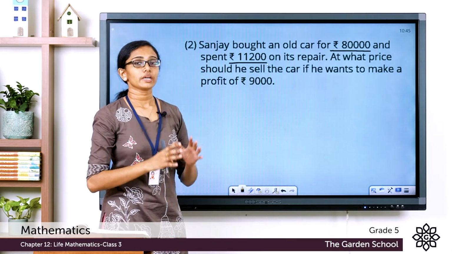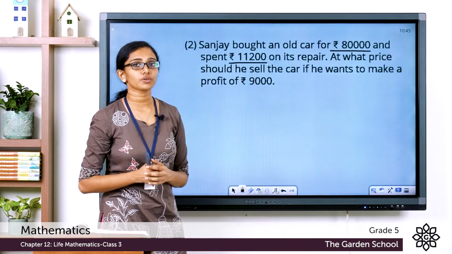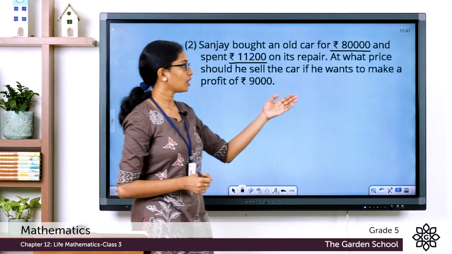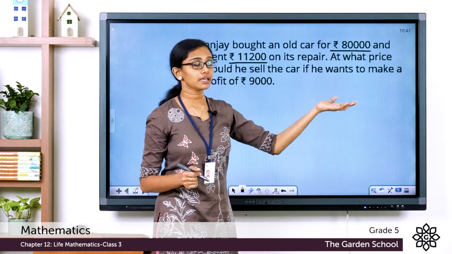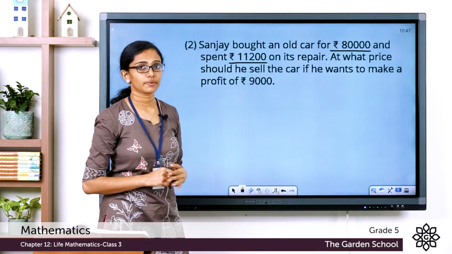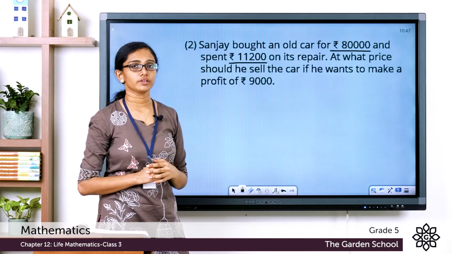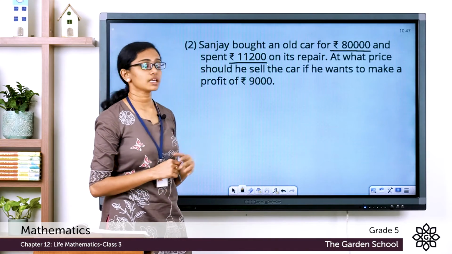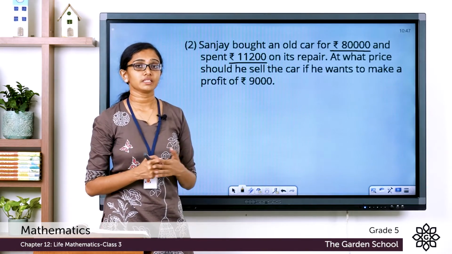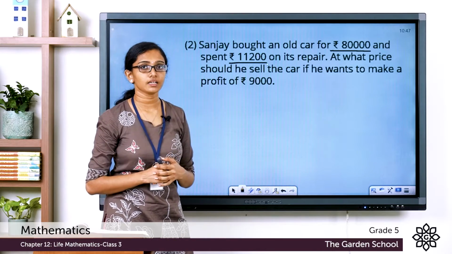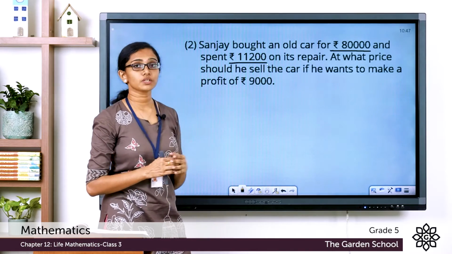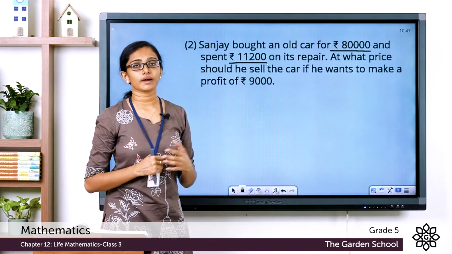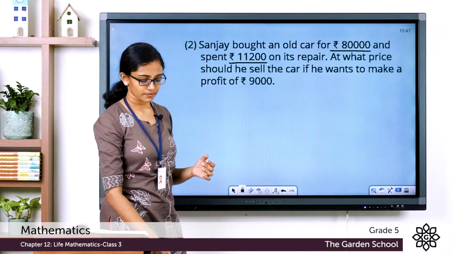11,200. So in total, how much did it cost Sanjay to buy the car? He spent a total amount of 80,000 plus the expense on its repair, that is rupees 11,200. And then he sold the car and he made a profit of rupees 9,000. So it means that he must have sold the car at a price 9,000 rupees more than what it cost him in total to buy the car. So let's see the steps.